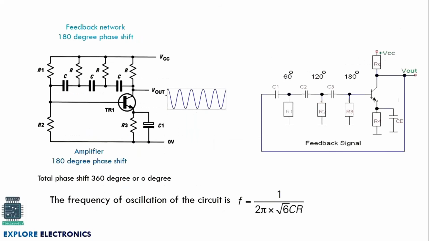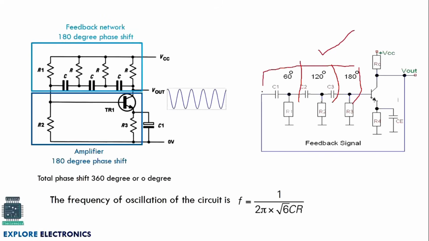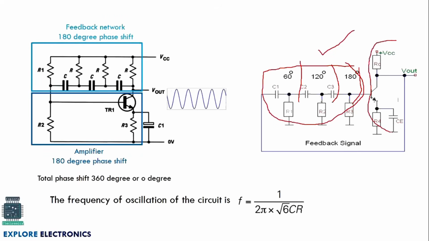And after providing the 180 degree phase shift from the feedback network, another 180 degree is provided by the amplifier. So we are going to get a sustained oscillation like this. This is another way of writing the same circuit. Here you can observe, up to here we are going to get a 60 degree phase shift, and the second stage is going to give another 60 degree. The third stage is going to give another 60 degree. The total phase shift of this network will be 180 degree. Another 180 degree will be provided by the amplifier.